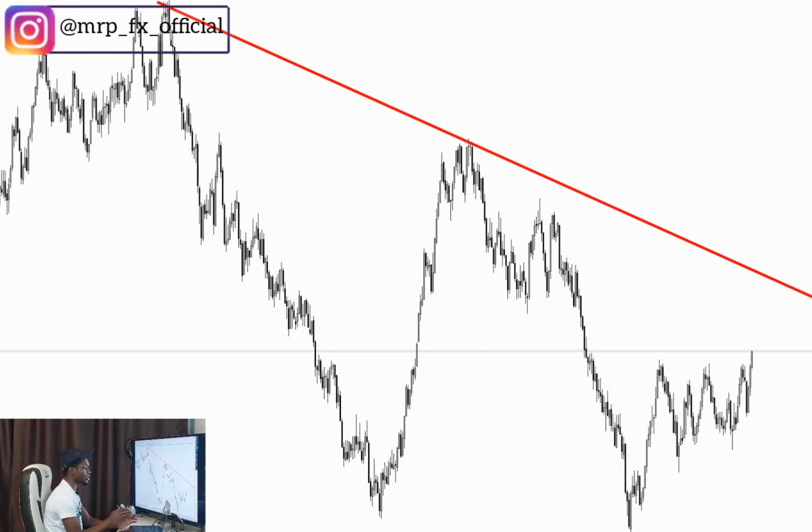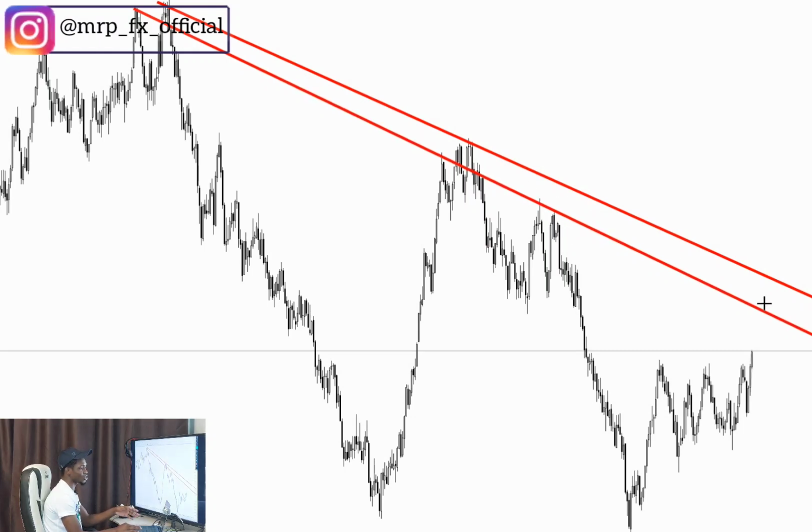What I'm trying to do now is look for the resistance zones, which are my internal trend lines. At this spot, I can just track this out like this. Cool, so this particular line is now my first internal trend line.